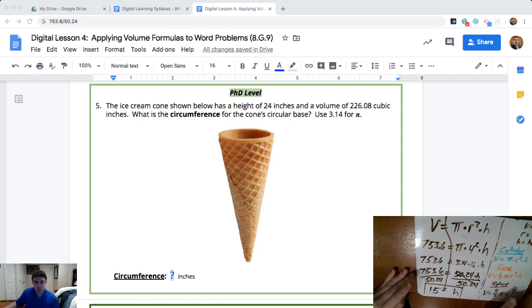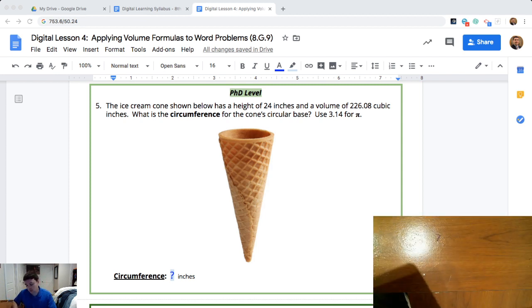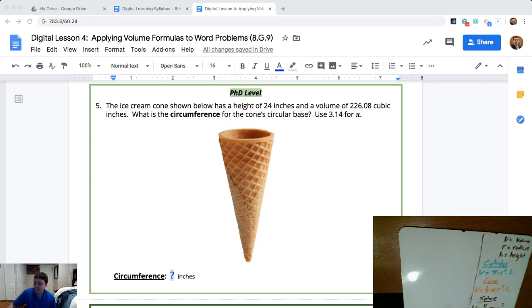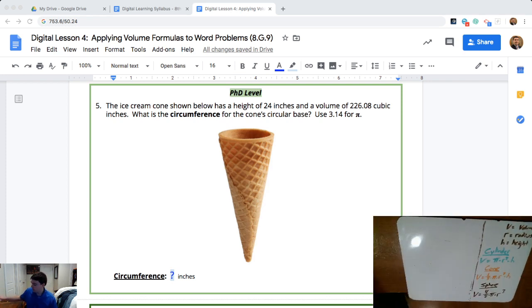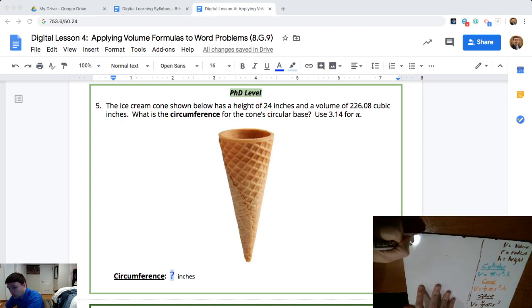So for this problem, I think one important thing is you read through to identify, first off, of course, the shape that we're working with. And hopefully you see why they call an ice cream cone an ice cream cone. It is in the shape of a cone. So the volume formula we're going to be working with here is the volume formula for a cone.